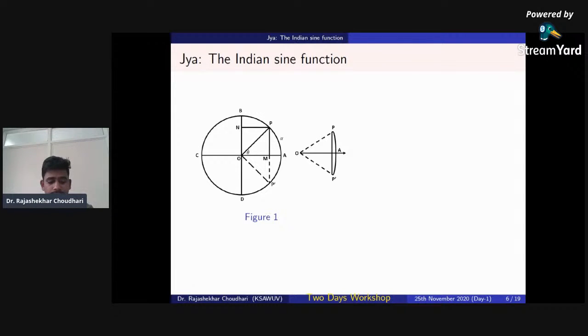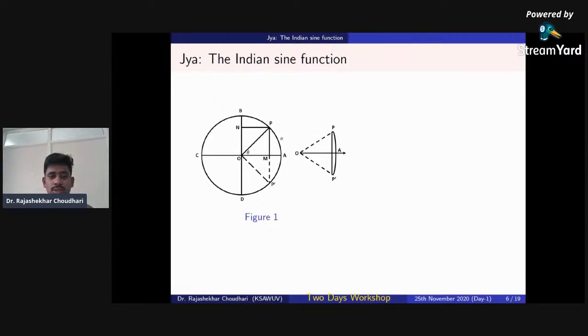Therefore, the Indian sine function of an arc in a circle was defined as the length of half the chord of twice the arc. AP is one arc, so the sine function is defined as half the chord. The full chord is PP dash and half the chord is PM. That PM is defined by the Ja. So this is about the sine function.